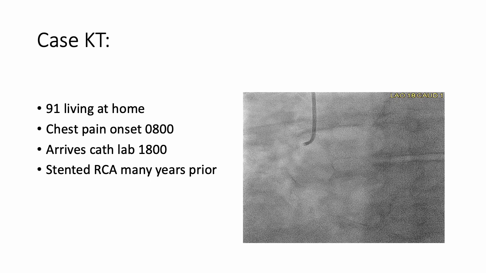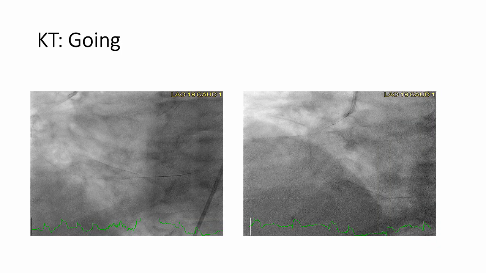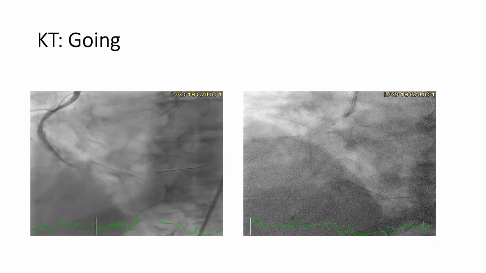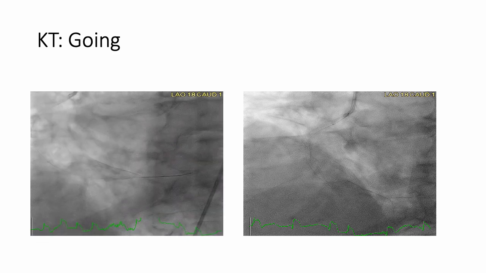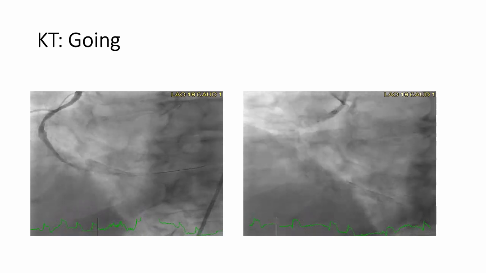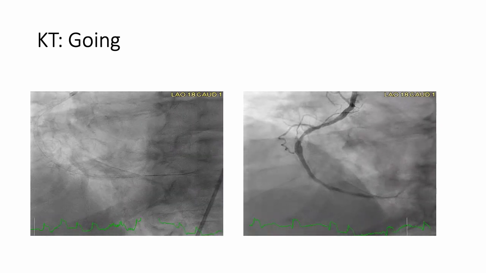So just the last couple of cases. A 91-year-old living at home, onset of chest pain at 8 a.m., finally tells their daughter at about 4 o'clock in the afternoon, arrives in the cath lab at 6 o'clock. Previously had a right coronary artery stent many years ago, the right coronary is occluded, so they open it up and you get this really crappy flow, right? So you can't really see where the artery's gone, the heart's slowing down.